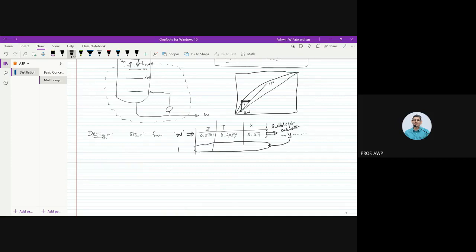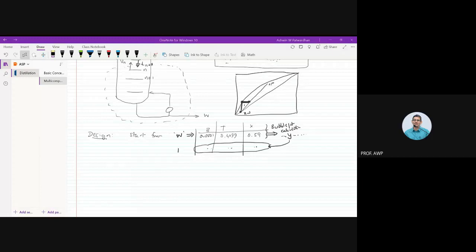Do you agree or do you disagree? Unless I hear 23 agree or disagree, I'm not going to go forward. Or 22 only, one person has left. We'll wait till I hear 22 agree. Agreed, sir. Okay, so nobody is disagreeing.